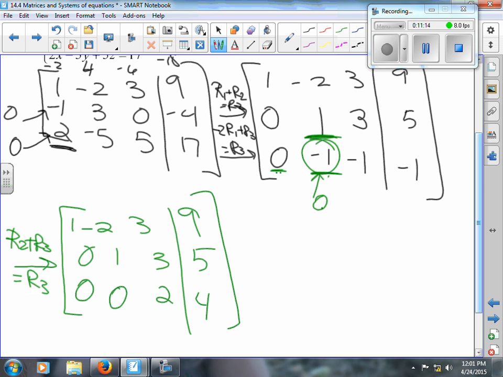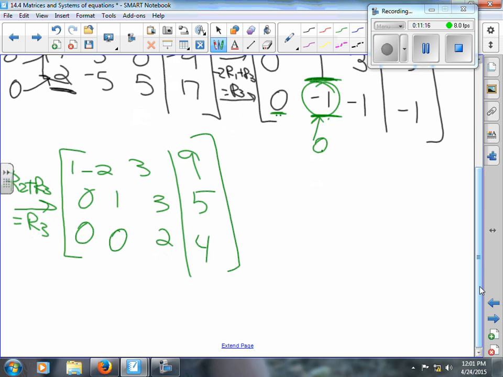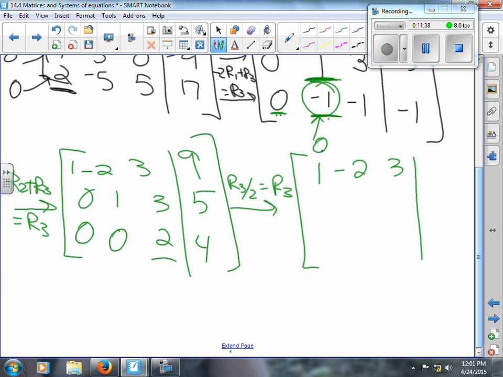Now this is not quite yet in row echelon form because the first number in the third row is a 2, but it's supposed to be a 1. And so in order to fix that, I just need to take the third row and divide it by 2. And that's my new third row. And that's an okay operation to do. So we get 1, -2, 3, 9, 0, 1, 3, 5, and 0, 0, 1, 2.